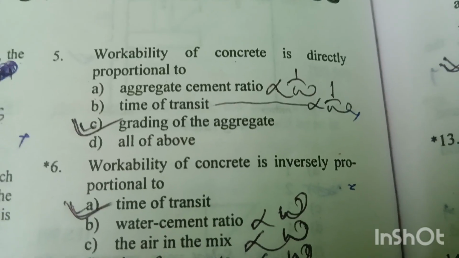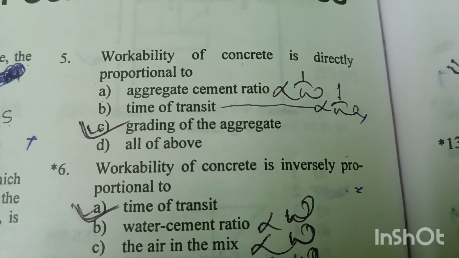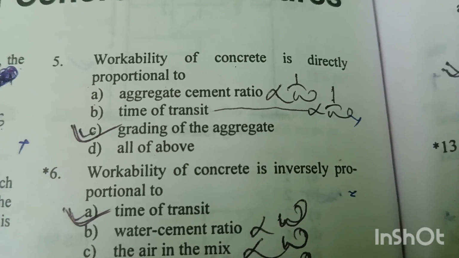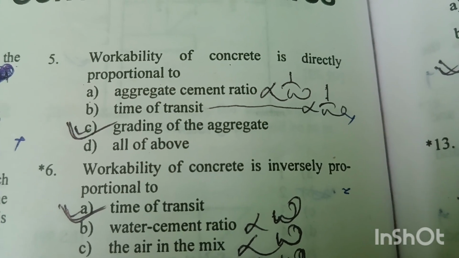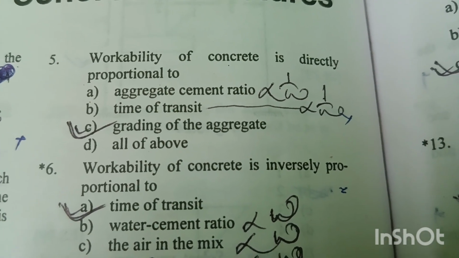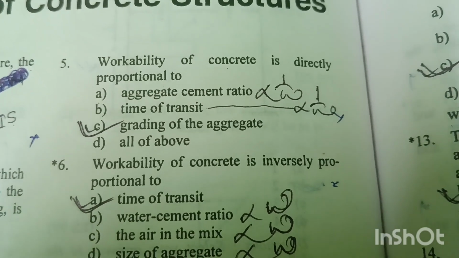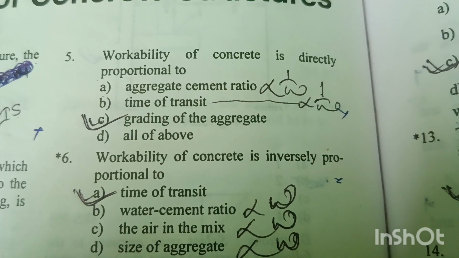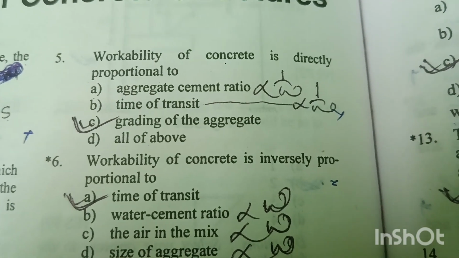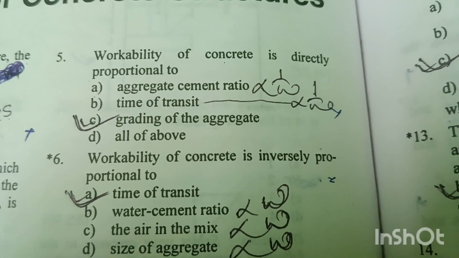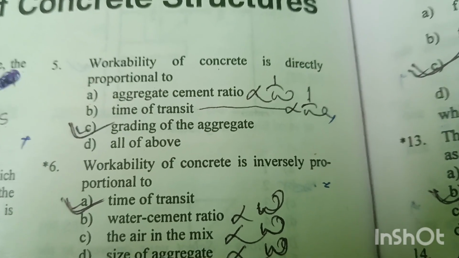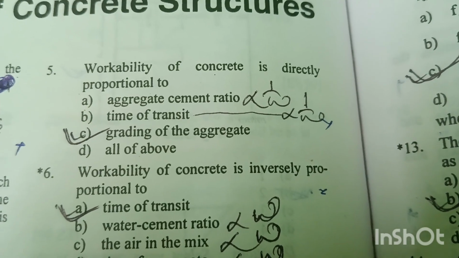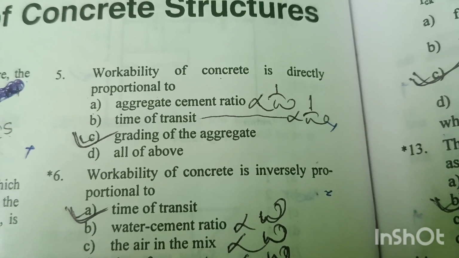Option A. Aggregate cement ratio, no. If the aggregate cement ratio is more, the workability of the concrete is less. Option B. Time of transit, no. Time of transit is the time between mixing the concrete and placing the concrete, so if the time of transit is more, the workability will be less. And option C. Grading of the aggregate. If the aggregates in the concrete are well graded, then the voids will be less, so the workability of the concrete will be more. Option C is the right answer.